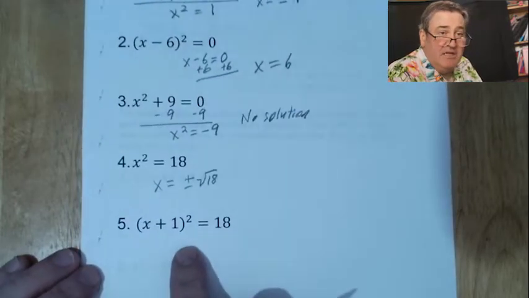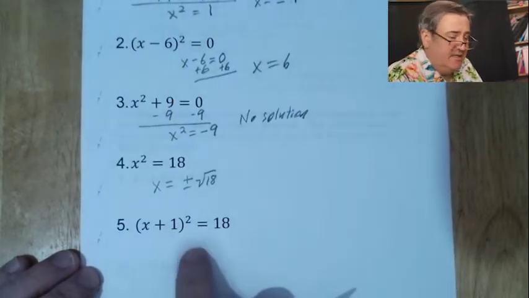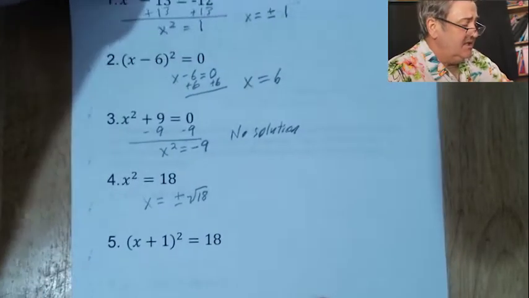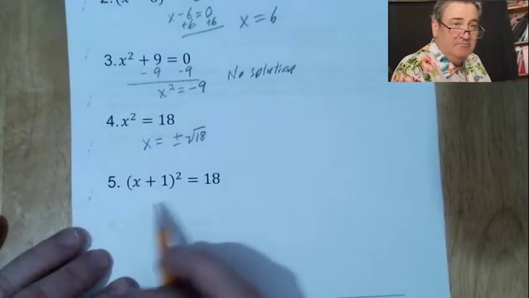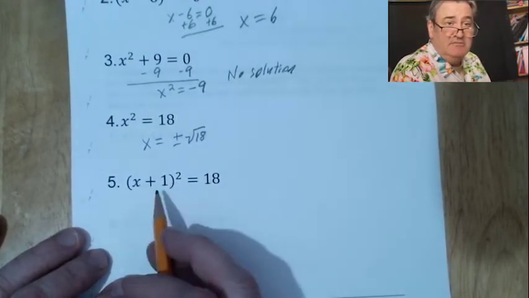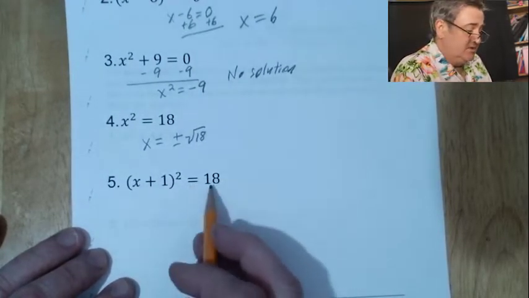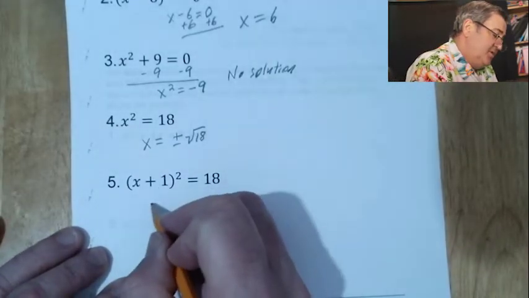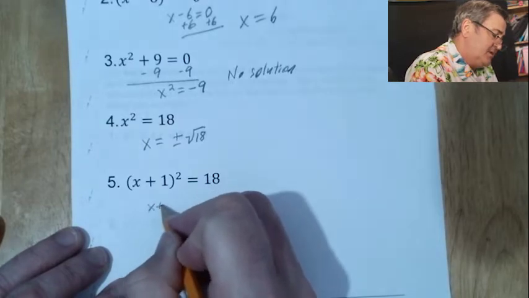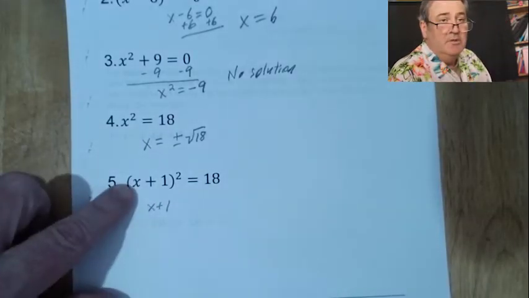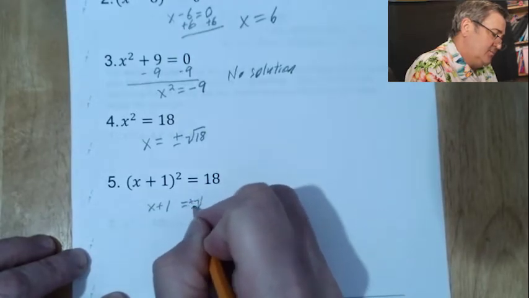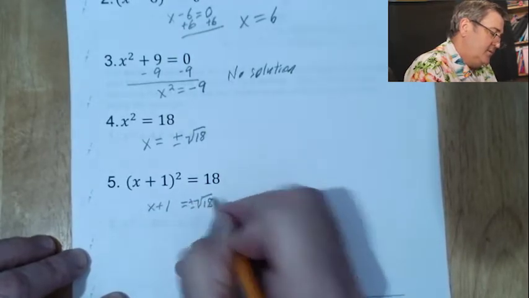All right. X plus 1 squared equals 18. Okay. Square root of both sides. This is a little different. Stay with me. This is squared. And so it's just like that one, but we got this plus 1 in parentheses. So what we're going to do is take x plus 1, because we're taking the square root, equals the plus or minus square root of 18.